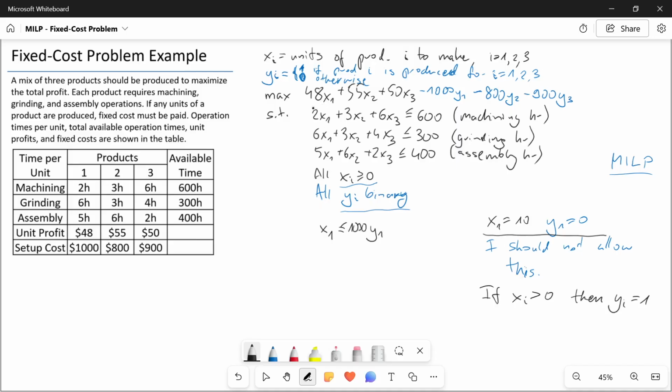So if the solver wants to obtain a profit from producing product 1, then it wants to increase x1 to get $48 for each of those units. But then this constraint will force y1 to be 1, and that will put here a decrease by 1000 of the fixed cost. So profit would be decreased by this fixed cost, or in this case setup cost. So I can write the same x2 less than or equal 1000 y2 and x3 less than or equal 1000 y3. And then this way the model becomes complete.